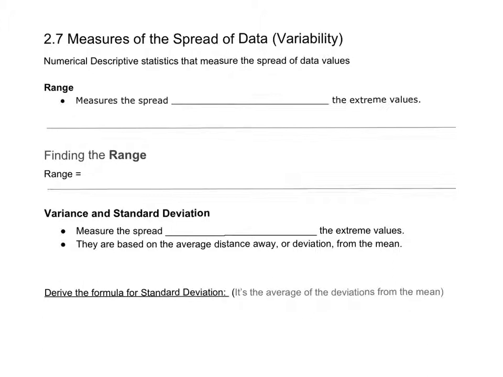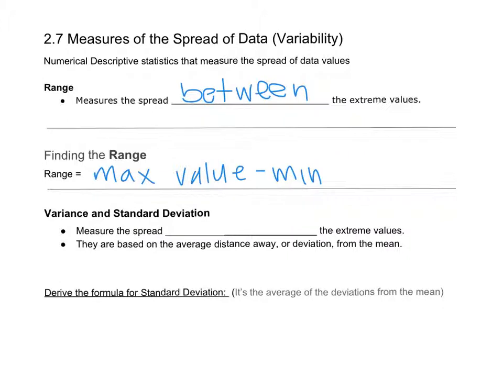So first of all, the range measures the spread between the extreme values, and it is based on just two of the data values in the data set. We take the max value and subtract the minimum value. So it's a quick way to get an idea of how spread out the data is, but it only relies on two of the data values in the entire data set.